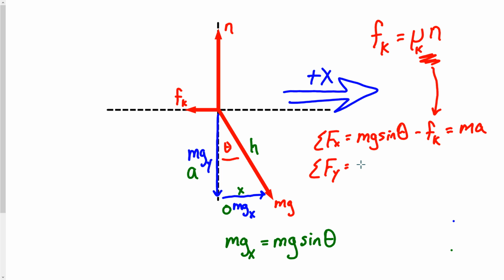Forces in the y direction, I'm always going to make that my positive y by default. And so I'm going to write N minus the y component of this mg, which is my adjacent side, so that's going to be my cosine. So I'm going to write N minus mg cosine theta, and that's equal to 0.